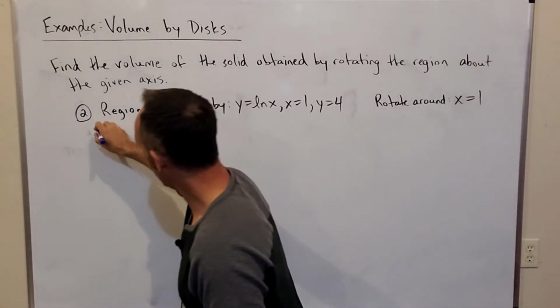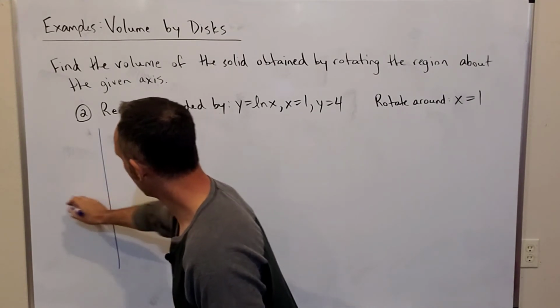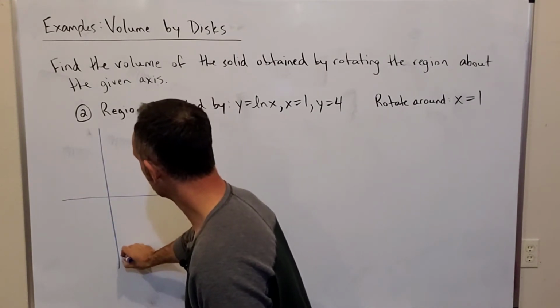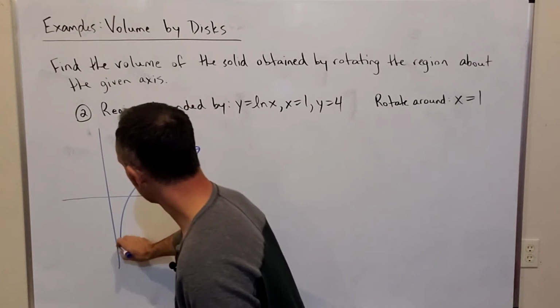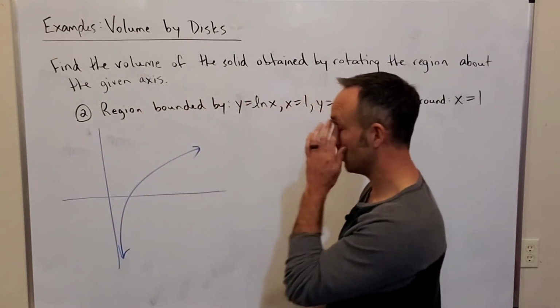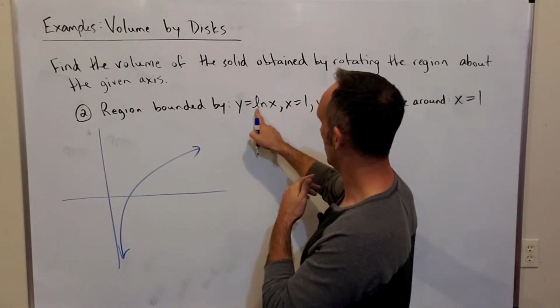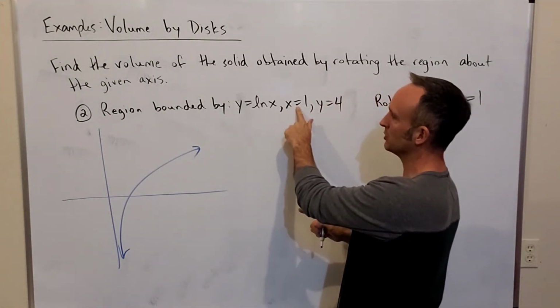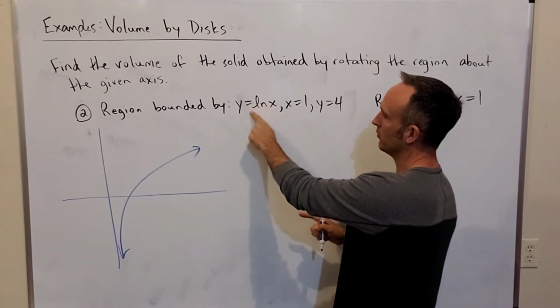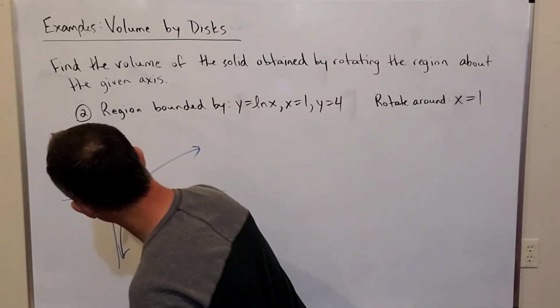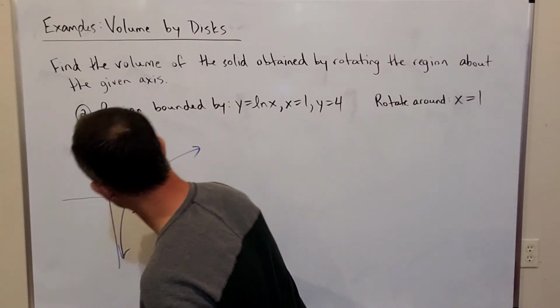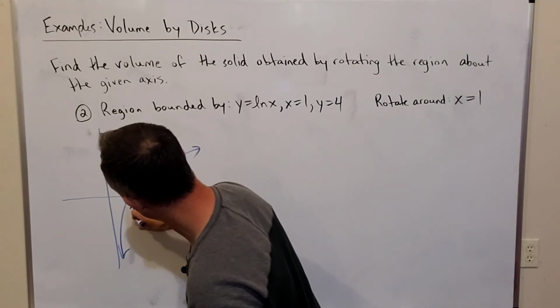So y equals the natural log of x, just real quick, remember, looks something like this. It's approaching the y-axis. The y-axis is an asymptote. That's our curve. Then we've got the line x equals 1. Now, whenever x equals 1, the natural log of 1 is 0. So this point right here happens to be where x is 1. So that's our vertical line, x equals 1.